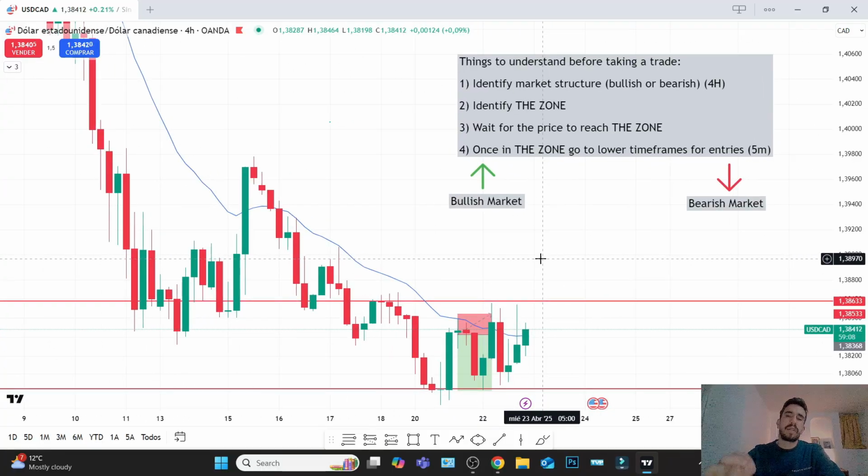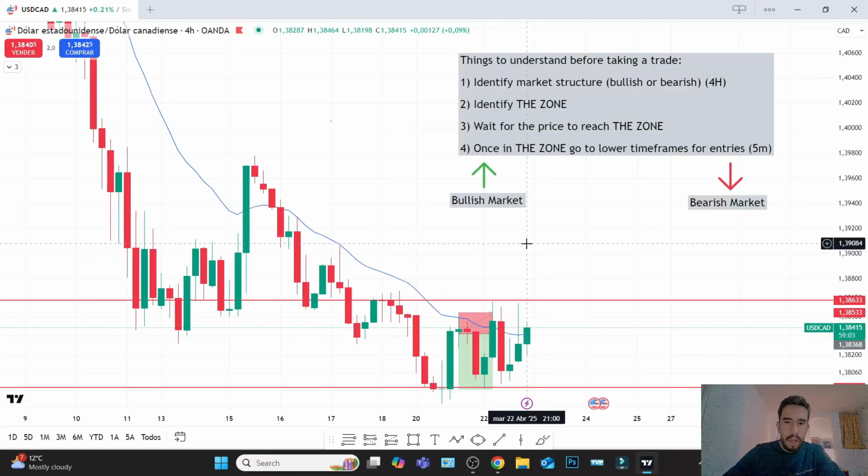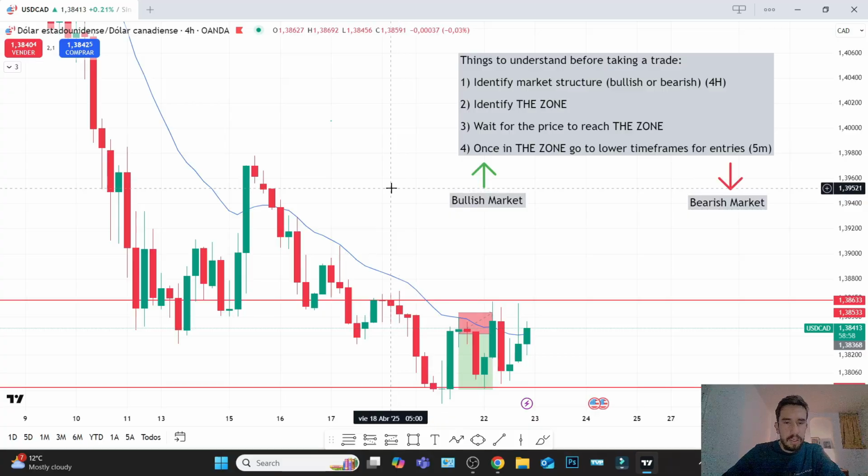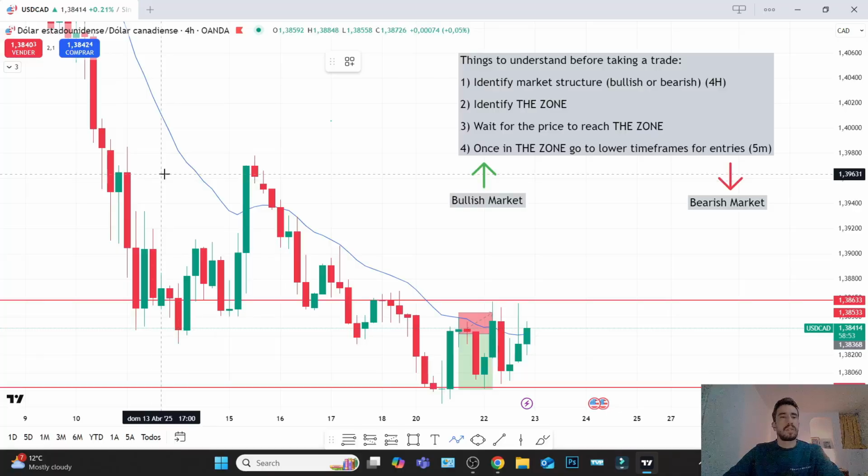But the very first thing that you need to understand, and is very basic, is to understand market structure. So I'm gonna show you. This is USD CAD. I'm gonna show you how to identify the market structure. So I have here, for example, the red is the top of the price, and the green is the top of the price, and the red is the bottom. In that way, I can identify the highs and the lows of the market, and that's gonna be the market structure. So the market goes here, then goes here.